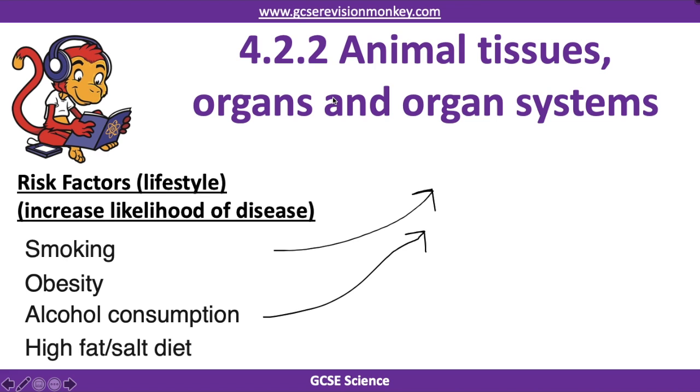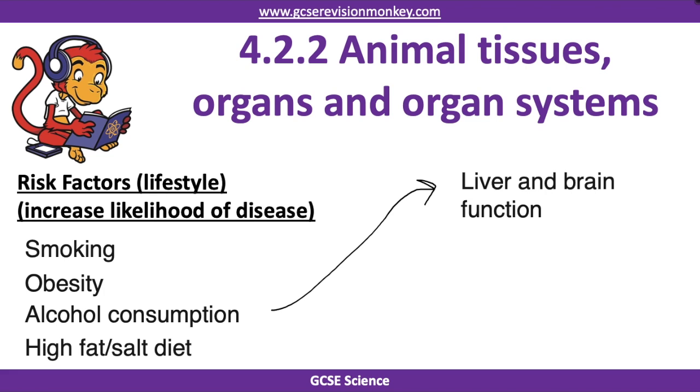So for example, smoking and alcohol can lead to disorders in unborn babies. If you smoke or drink alcohol during pregnancy, you can get underweight babies, you can get babies with fetal alcohol syndrome, for example. Alcohol consumption can also lead to liver and brain problems, so liver disease, for example, cirrhosis of the liver, and problems with your brain.